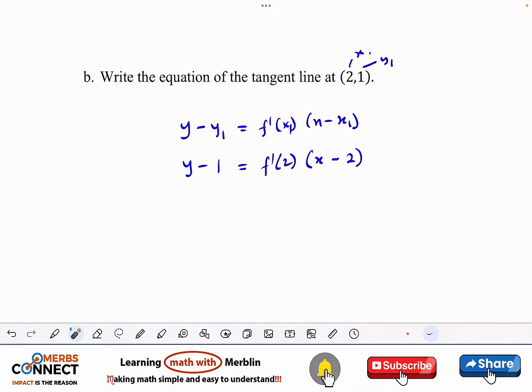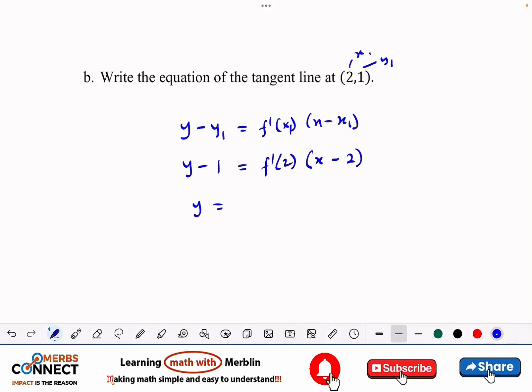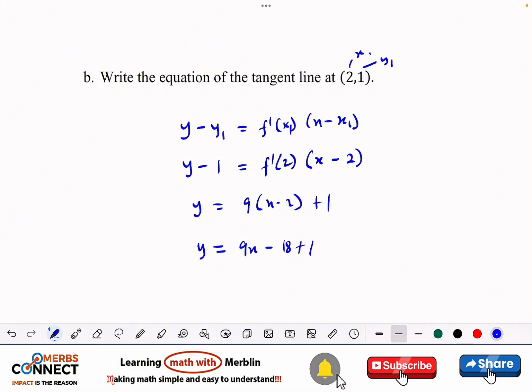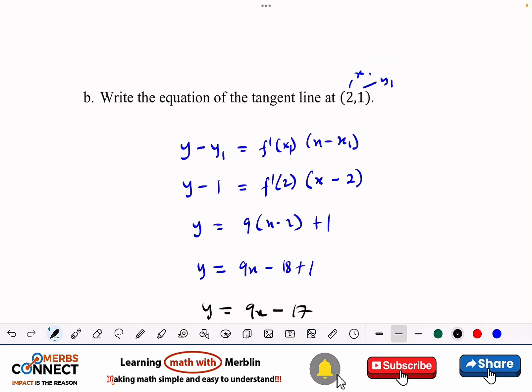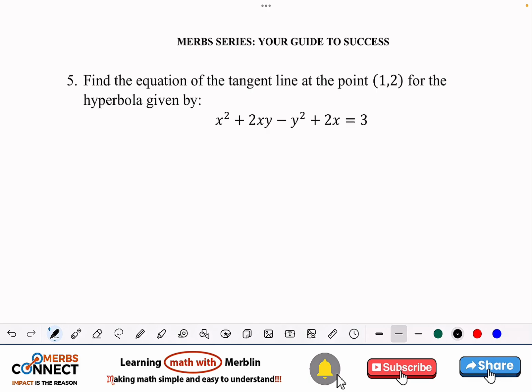So of course we are going to have y is equal to 9 times x minus 2, then plus 1. So y will be equal to 9x minus 18 plus 1. And finally we are going to have y is equal to 9x minus 17. So this is kind of very simple. It's just the idea of how to do the differentiation, right? So that's basically what we just need to do from here.